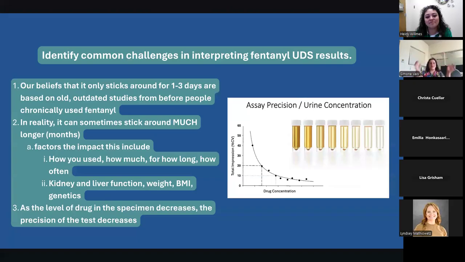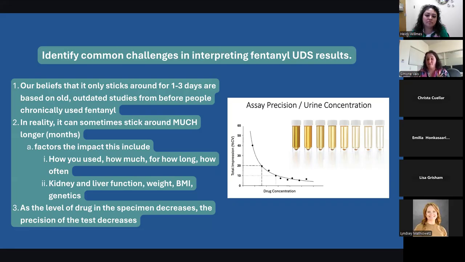Okay, so kind of summarizing the common challenges that we have. Firstly, our beliefs that fentanyl only sticks around for 1 to 3 days are based on old, outdated studies from 2 decades before fentanyl was a drug of abuse in our street system. Two, in reality, it can sometimes stick around for much longer, on the order of months, and that is impacted by how much you use, for how long, how often, how much adipose tissue you have, what your BMI is, how well your liver and your kidneys function.